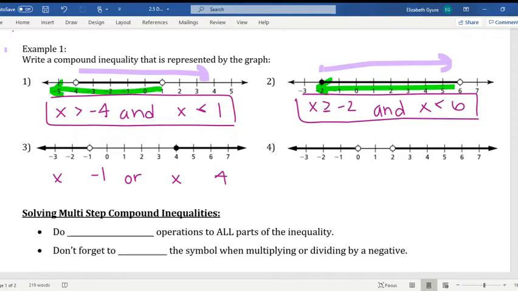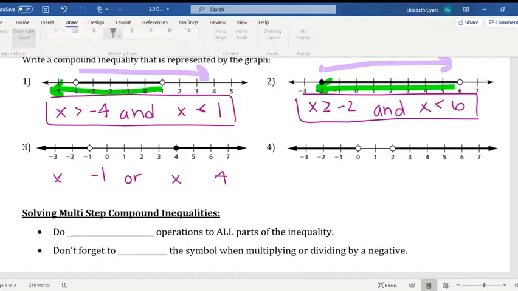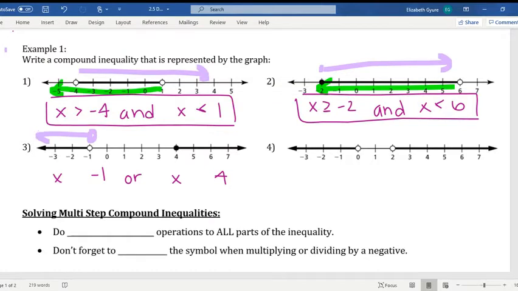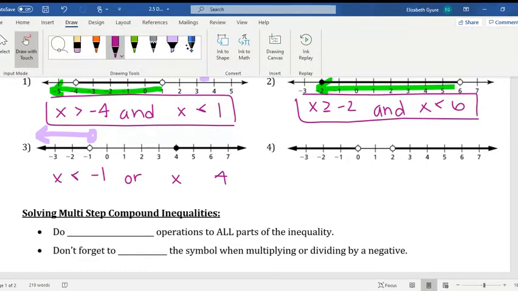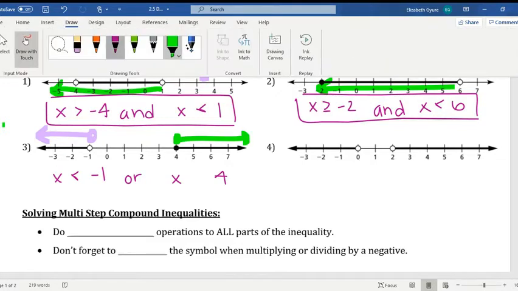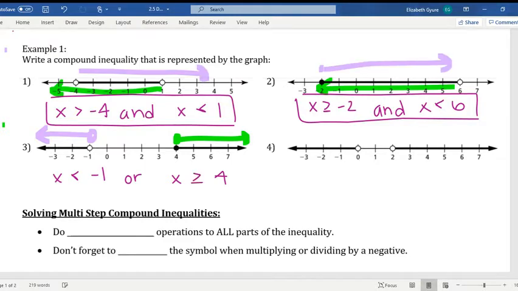Now let's pick our inequality symbols. So from -1, we had an open circle, and then we went to the left. So what inequality symbol would have an open circle and then go to the left? Less than. Good. Then for the 4, there was a closed circle, and then it went to the right. So what symbol would you use there? Very good. Greater than or equal to. Good.